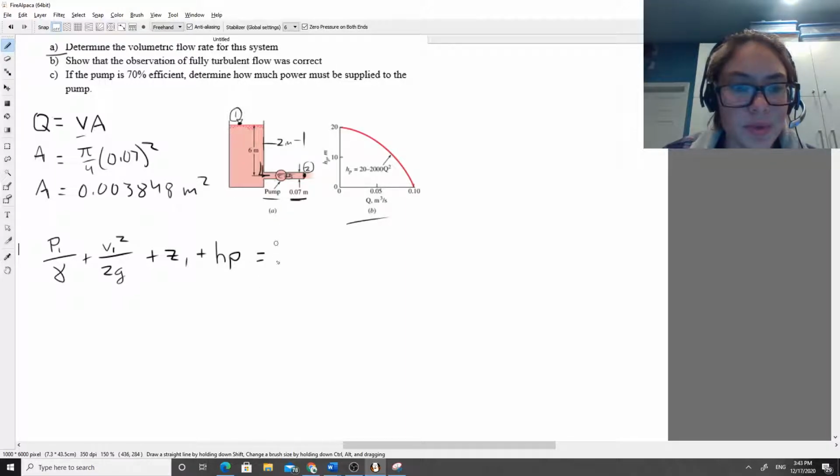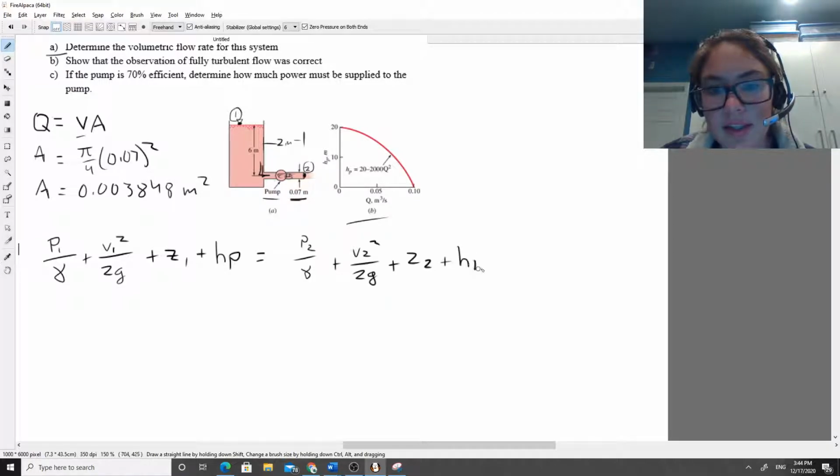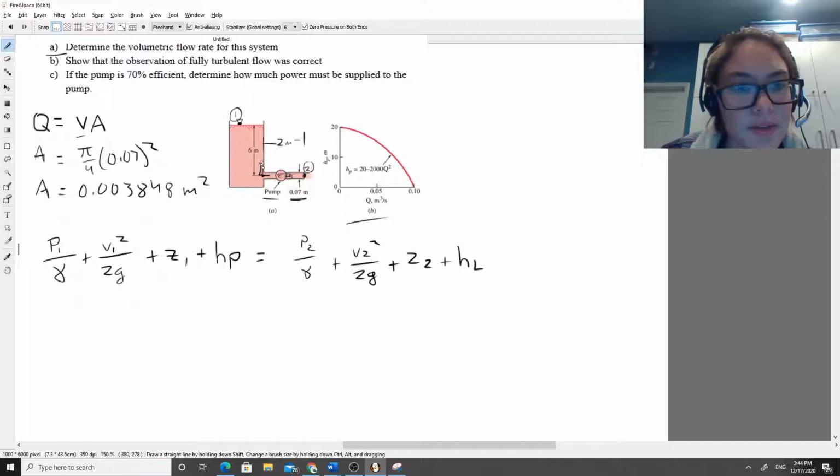And we're going to set that equal to all of our values at point 2, so that's going to be the pressure at point 2 divided by the specific weight of the fluid plus the velocity at point 2 squared divided by 2 times the gravitational constant plus z2, that's your height, plus the head loss. So the head loss is kind of the pressure you lose roughly because of friction, because the fluid is rubbing up against these sharp corners and the edges of the pipe, and that's going to slow it down. It's going to create a decrease in pressure, so we're going to add it on to the second part of the equation. So from here, let's try to figure out what all these values are.